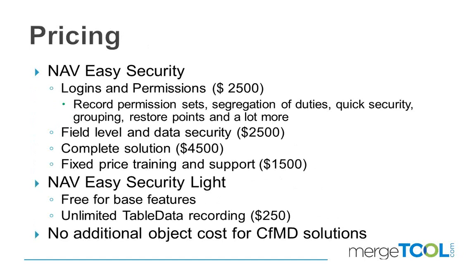We typically sell this as 2 parts, and you can buy them individually. The login and permissions is a standard NAV security, and you add it to your NAV license once, and it's $2,500. The data security can also be purchased individually, and it's also $2,500. If you get both parts of the solution, it's $4,500. That's a little saving in there.